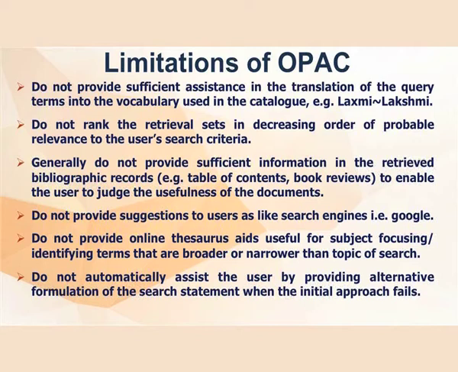It means it does not provide much detail about the document, so that without going through the physical copy or e-book, a person may be able to decide whether he or she needs to go through the entire document or not. It does not provide suggestions to users like a search engine like Google. When you are searching something using Google, Google may provide you many suggestions as well. So, generally the OPACs do not provide any suggestion, they are very restricted or conservative type of system.